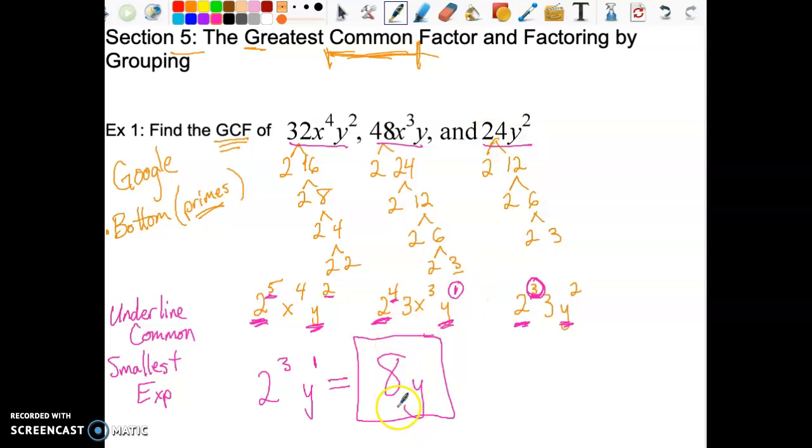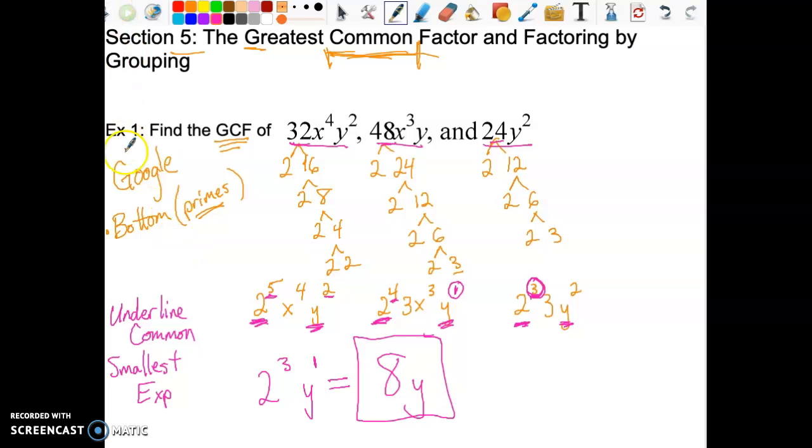Okay, I hope you agree that 8 is the biggest number because 16 goes into 32, but 16 does not go into 24. Let's see, what would be another one? 12 goes into 24 and 48, but 12 does not go into 32. So 8 is the biggest number, and then x does not go into all 3 of them, but y does. And the biggest value is just y to the 1st.